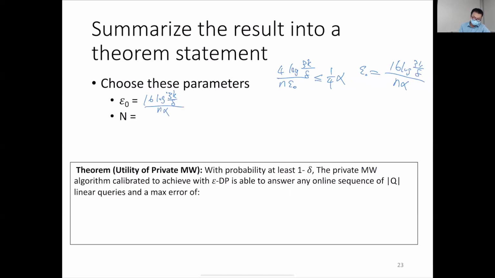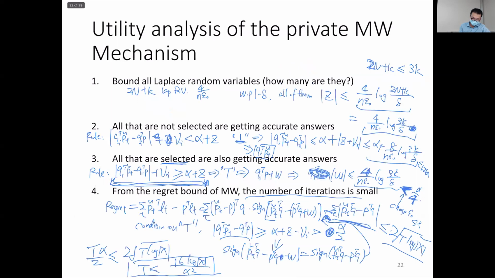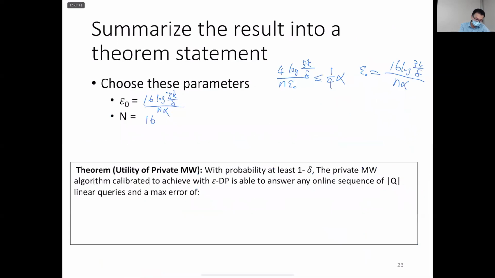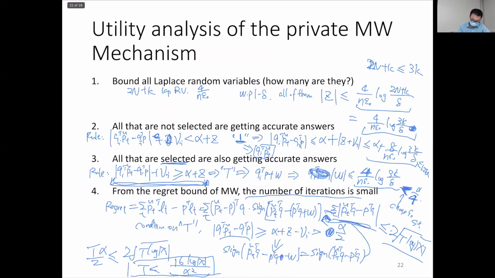So how about n? We also have an inequality about n. We know that this algorithm will stop with this many iterations. So it suffices for us to choose this n to be larger than this quantity. So how about we just choose this n to be the same as this? So we'll choose this n to be 16 log |X| over alpha squared.